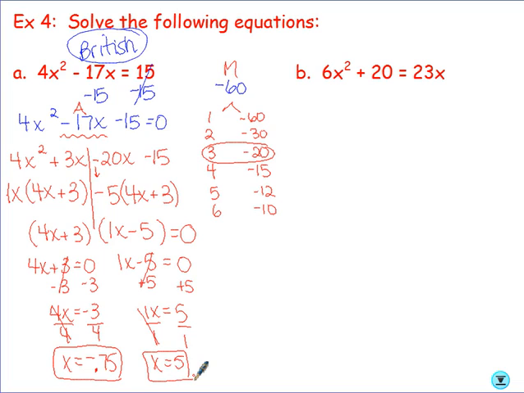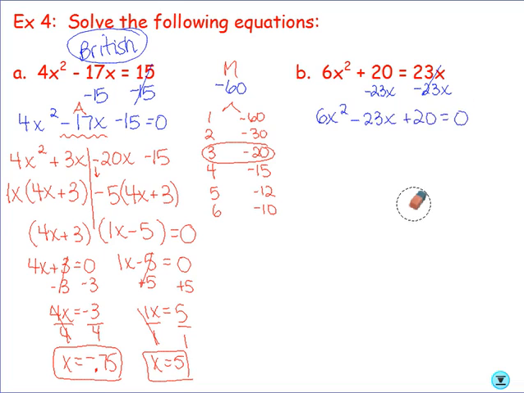Okay, your turn. Pause the video. Try problem B. Okay, so let's see how you did. First question, is it equal to 0? No. You should have subtracted 23x from both sides. None of these are like terms, but make sure you watch your order. The x is in the middle. 6x squared minus 23x plus 20 equals 0.